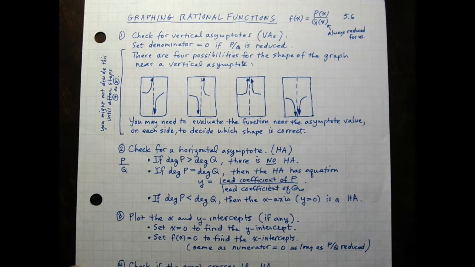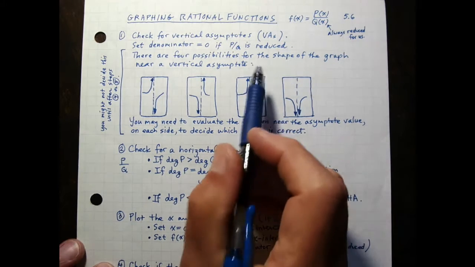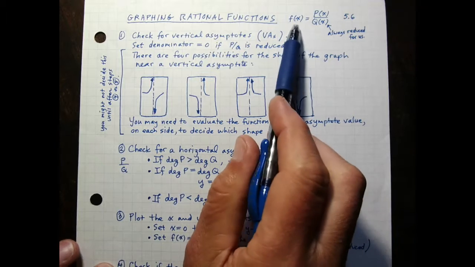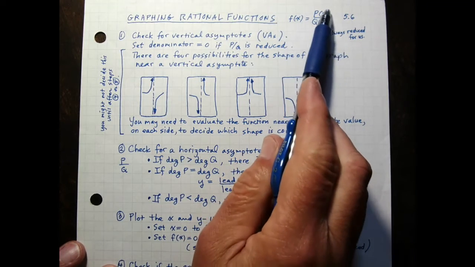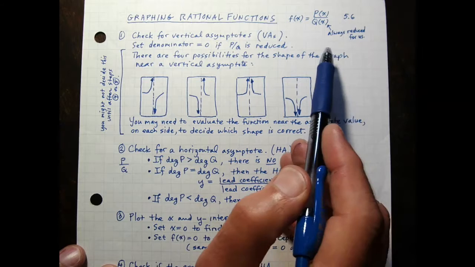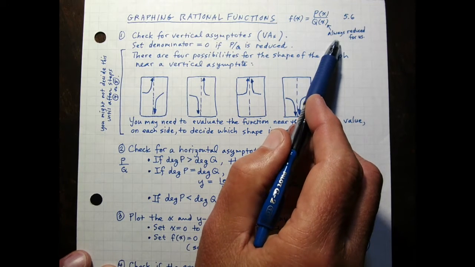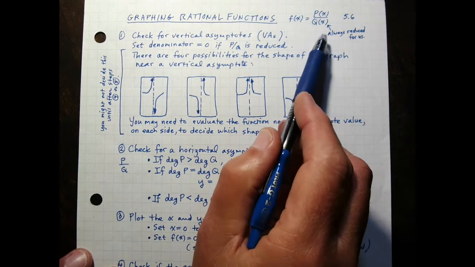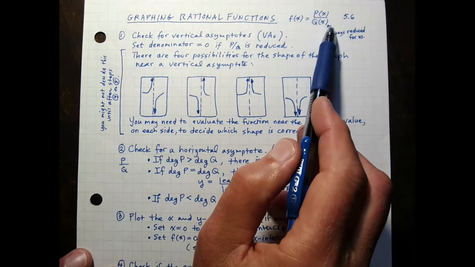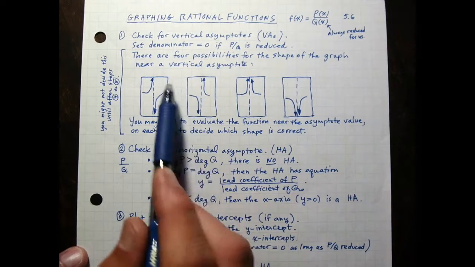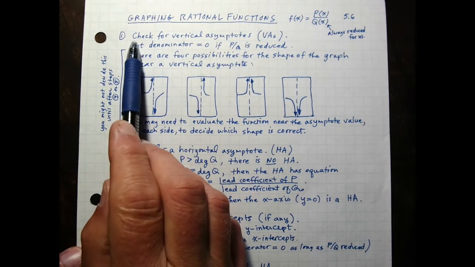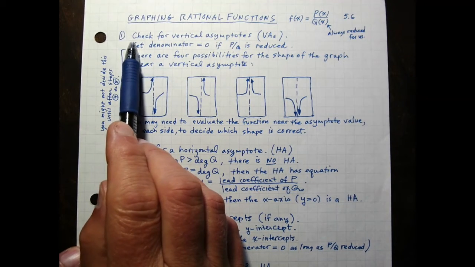So I want to just walk us through these steps of the sheet here. A rational function is of the form p of x over q of x, where p and q are polynomials. They will always be reduced for us, so we will not have to deal with the situation where they are not reduced. And so what do you do? This is how you get started with graphing.